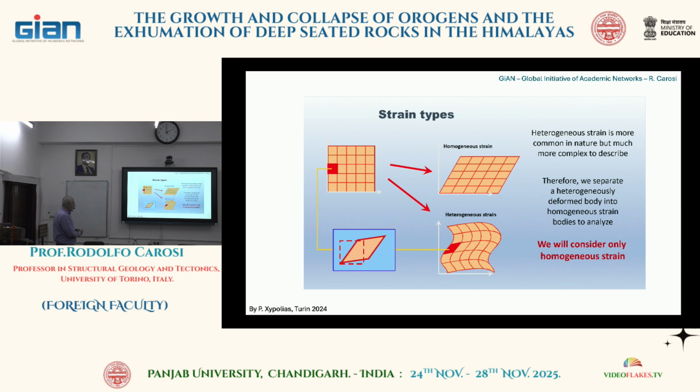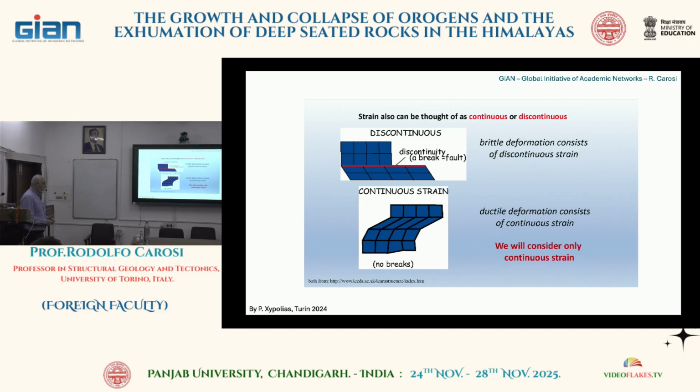So usually deformation at the natural scale is heterogeneous, but it is always possible to find a small volume of rock where deformation could be regarded as homogeneous. That means that every point in this small volume has been characterized by exactly the same amount of strain. So even in a fold, you can find a small piece of the fold in the limb or in the hinge where the deformation could be regarded as homogeneous. In this way, we can apply finite strain.